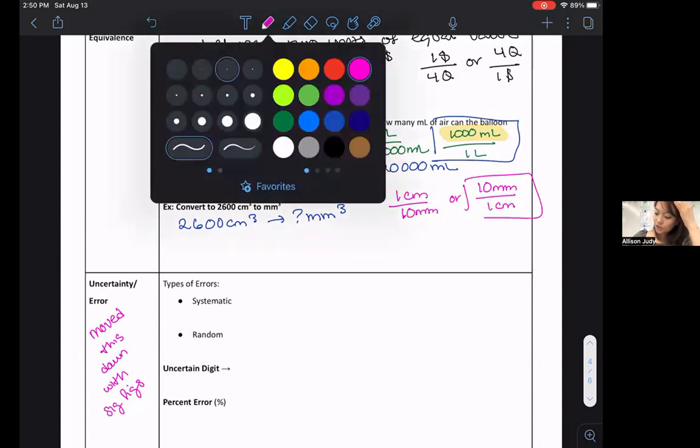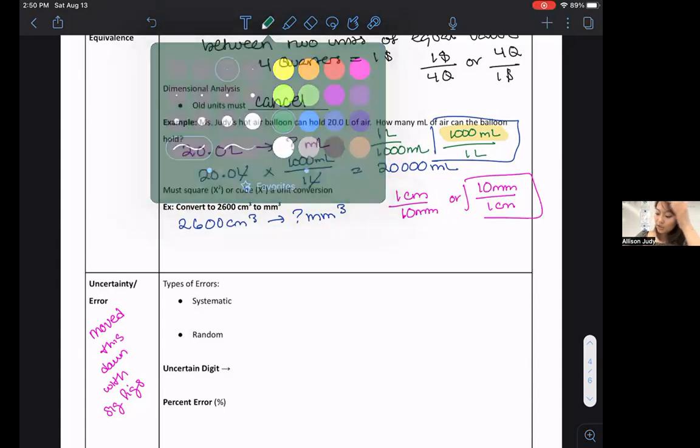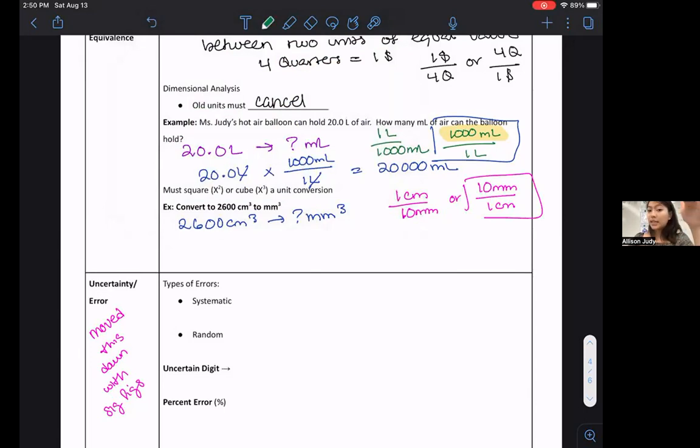Now here is the catch. You might be tempted simply, and this is a super common mistake even with advanced AP students when they're in a rush, to write 2,600 centimeters cubed times 10 millimeters over 1 centimeter, and then just multiply across. And you say, oh my gosh, that's 26,000 millimeters cubed. And suddenly you have a magical cubed. But that is so wrong, okay?